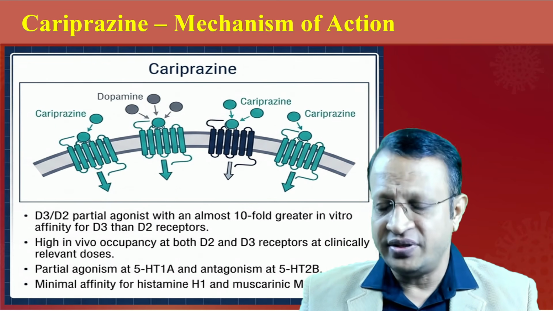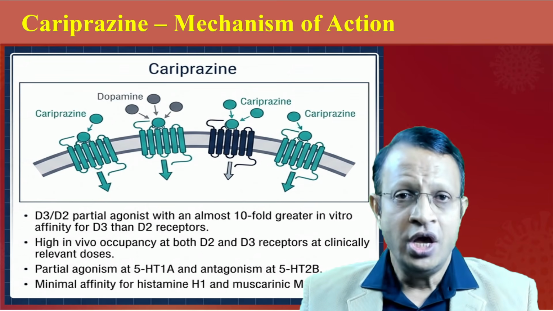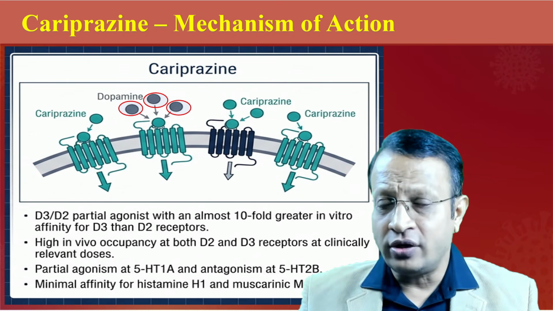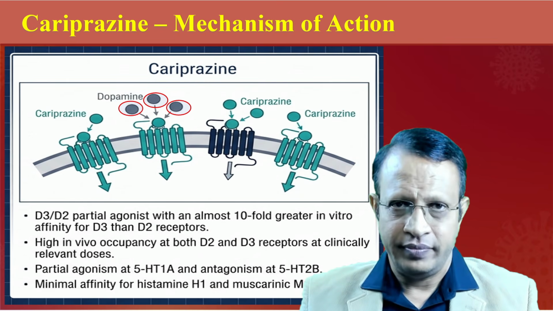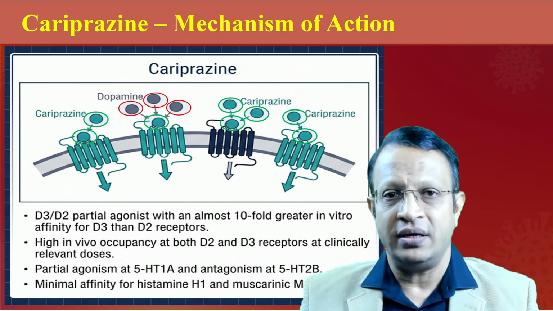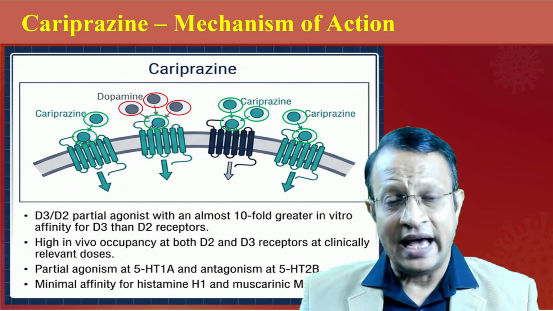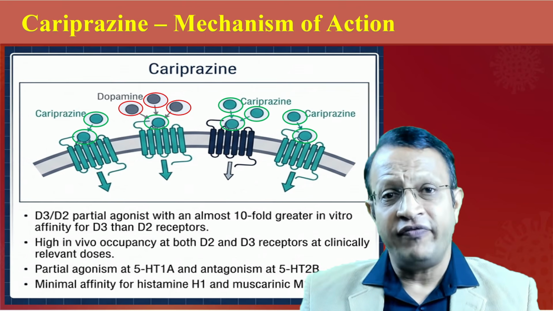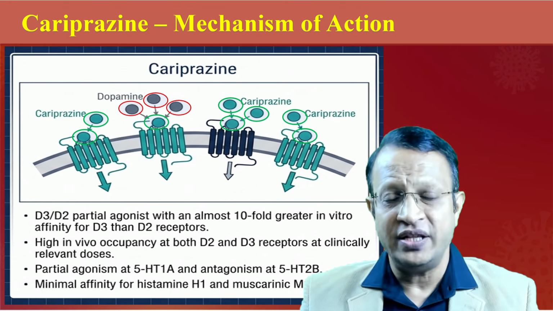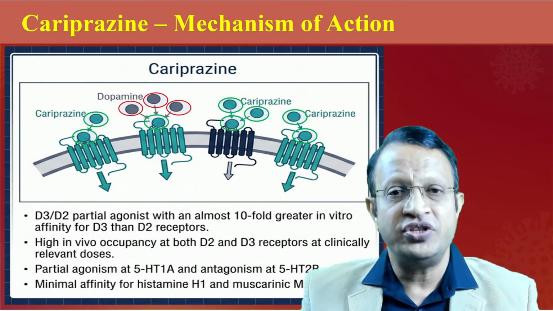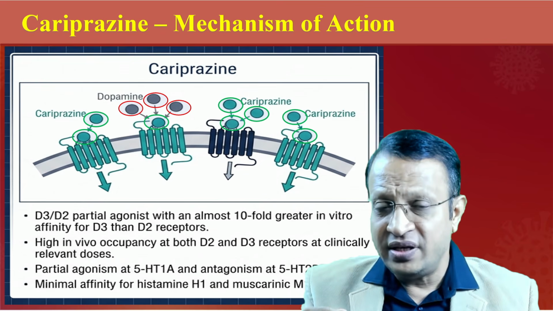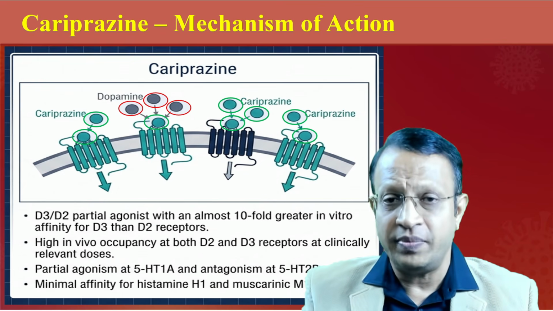However, cariprazine has a different mechanism of action. You can see here the dopamine again wants to act on D2 and D3 receptors. But similar to dopamine, you can see cariprazine is also there. However, cariprazine has a 10-fold higher affinity toward the D3 receptor compared to the D2 receptor. That means one of the important differentiations from standard antipsychotics is that cariprazine has higher affinity towards the D3 receptor than the D2 receptor.